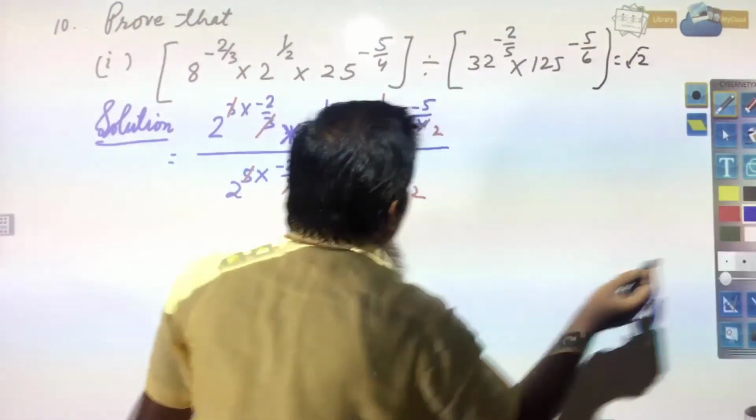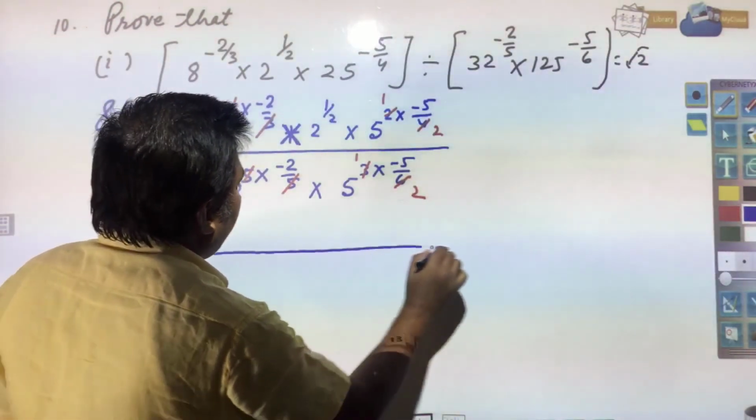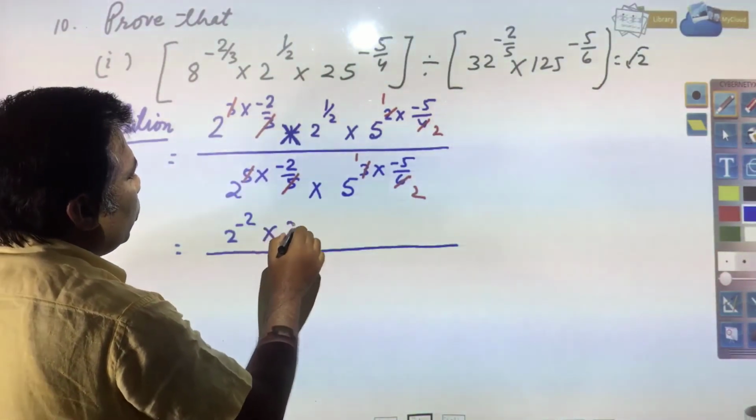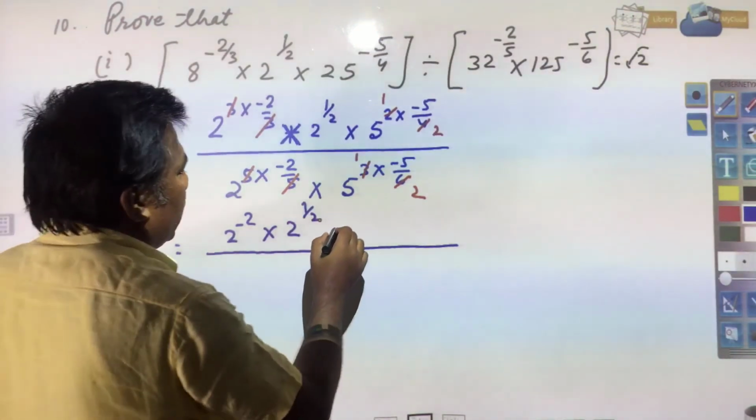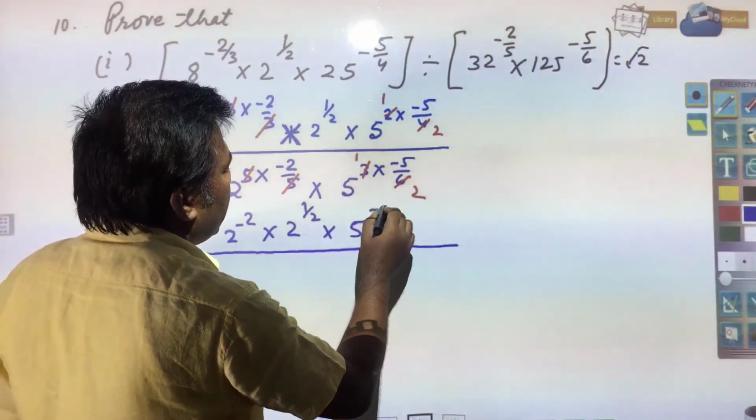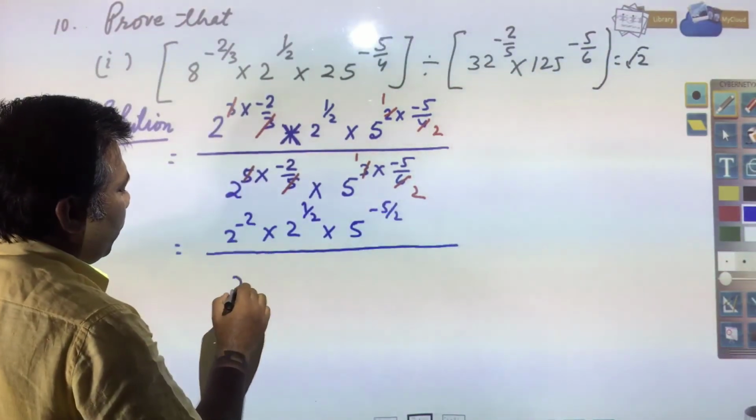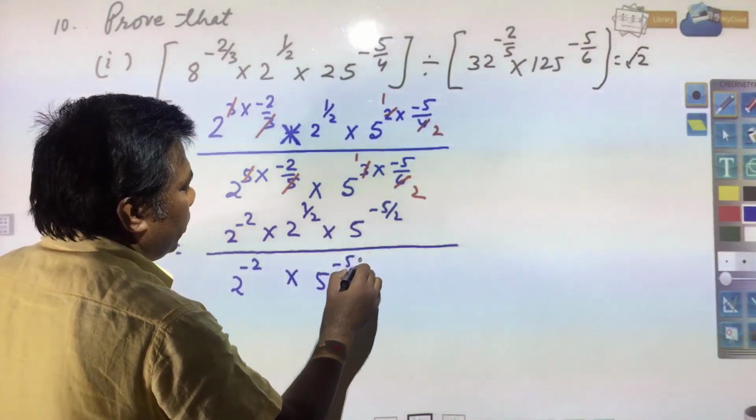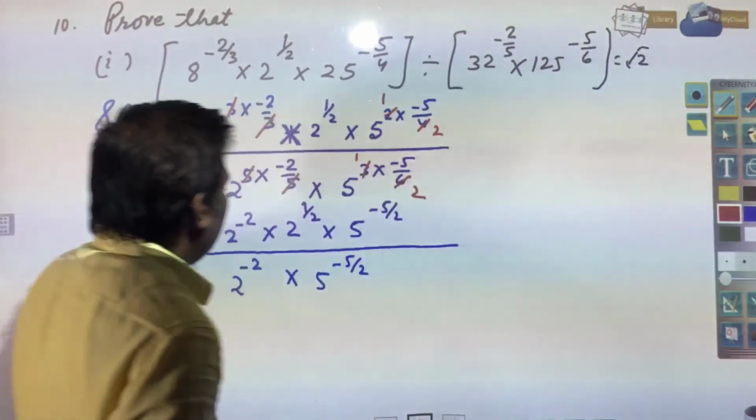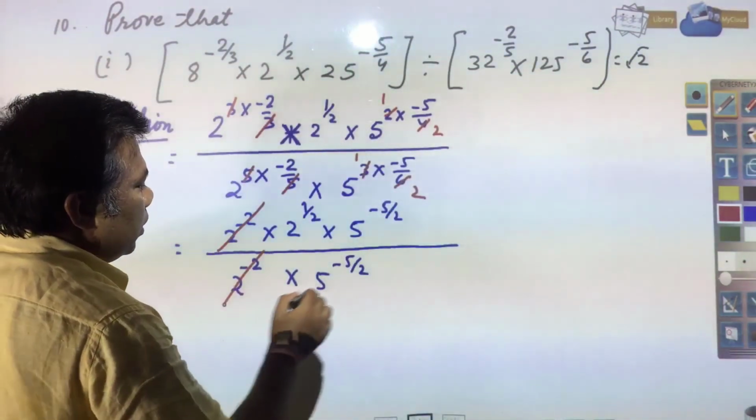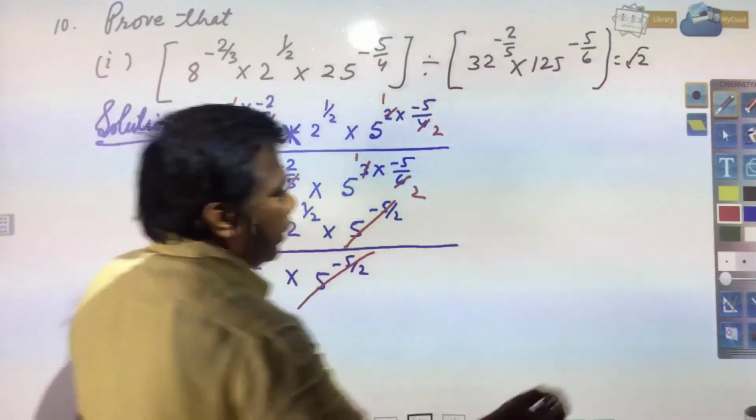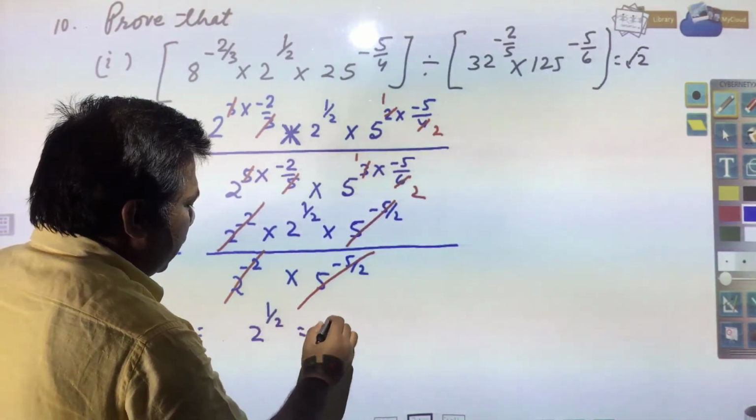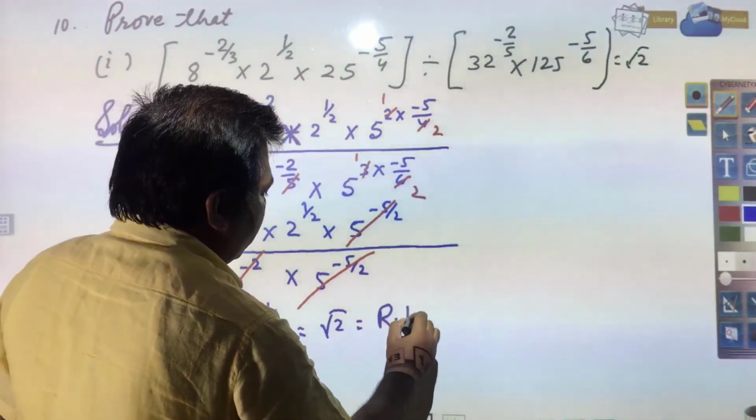So, what are you left with? Here you see 2 to the power minus 2 into 2 to the power 1 by 2 into 5 to the power minus 5 by 2, 2 to the power minus 2 into 5 to the power minus 5 by 2. Now, again you see this will be cancelled, this will be cancelled, and you are left with 2 to the power 1 by 2, and that is root 2, and that you had to prove.